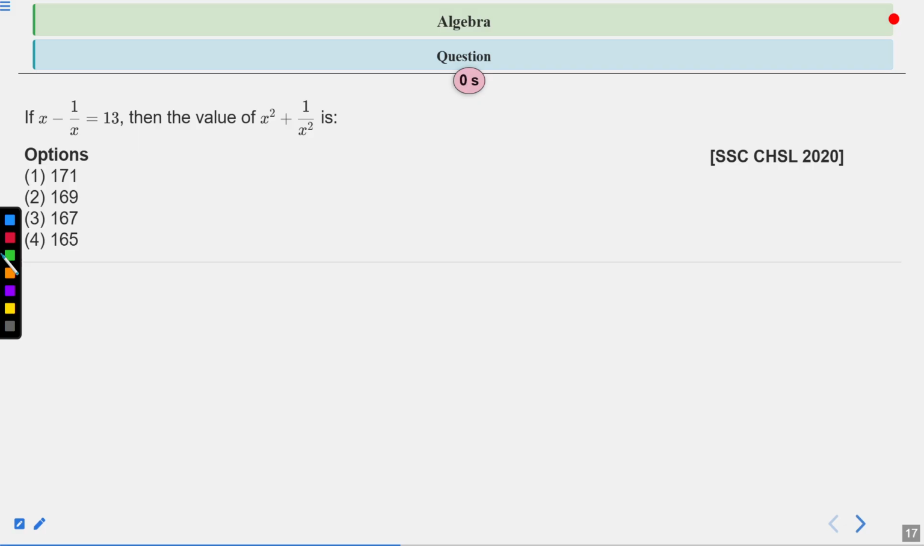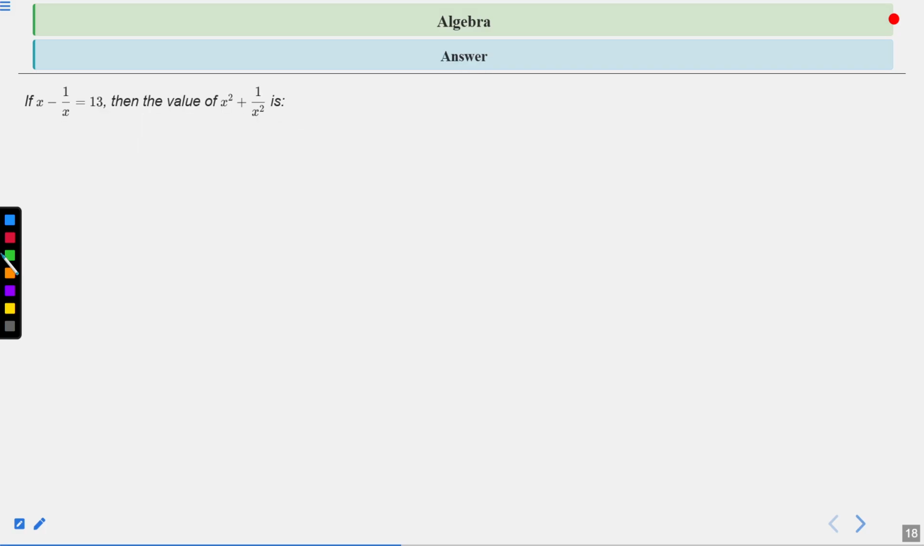Now time's up. Let's see the solution of this question. The question says that if x minus 1 upon x equals 13, then what is the value of x square plus 1 upon x square? We use the formula and we get our answer. The correct answer of this question is the first one, which is 171. Now see the detailed solution using concept 19.1.26.